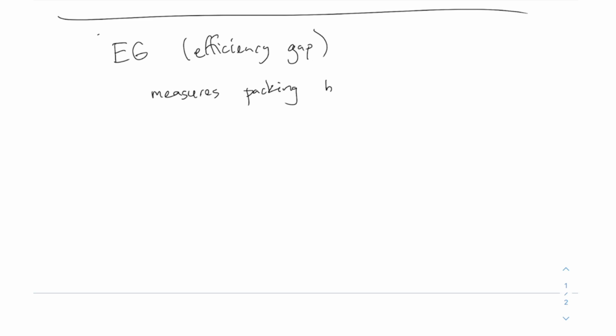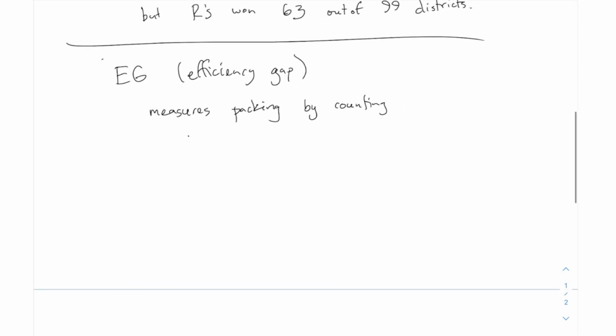It measures packing, I'm going to say, by counting what they call wasted votes. If you really have a district which is something like 100% Democratic, about half of those people are kind of spinning their wheels. You only needed 50% to win the district, and then you have thousands of other people who also voted Democrat, but really their vote didn't make much of a difference. They could have been in a different district and made a difference, but they were stuck in the packed district. All right, this is what the efficiency gap is supposed to be measuring.